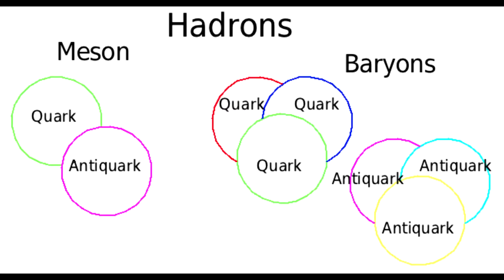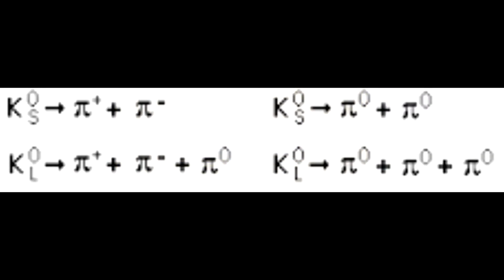Hadrons are particles that feel the strong nuclear force, and these are split into 2 categories: baryons and mesons. Mesons are made of a quark and antiquark, whereas baryons are made of 3 quarks. The proton is the only stable baryon. The kaon is a meson and decays into a pion.